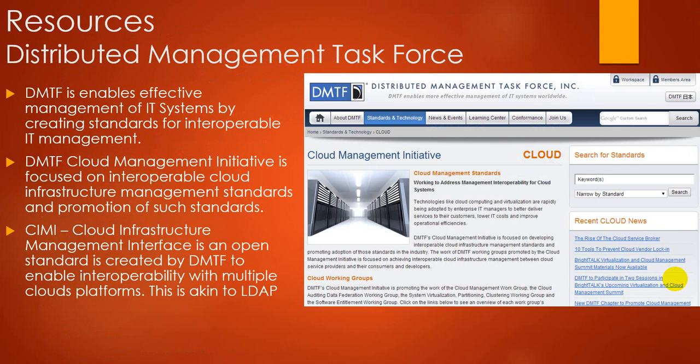Here are some of the industry standard resources that will help any cloud administrator learn about the resources and the choices they have as they continue to manage the cloud infrastructure. One of the leading groups is Distributed Management Task Force. DMTF, as it stands for, enables effective management of IT systems by creating standards for interoperable IT management. One of the biggest concerns for businesses in taking up cloud computing is vendor lock-in, and DMTF helps reduce vendor lock-in challenges. The DMTF Cloud Management Initiative is focused on interoperable cloud infrastructure management standards and promotion of such standards.